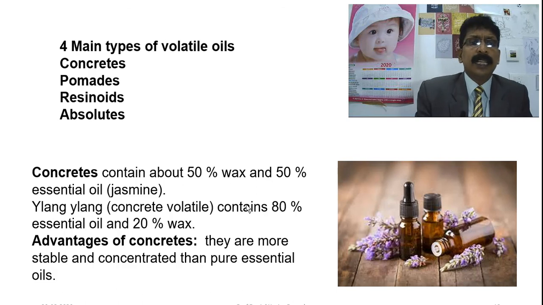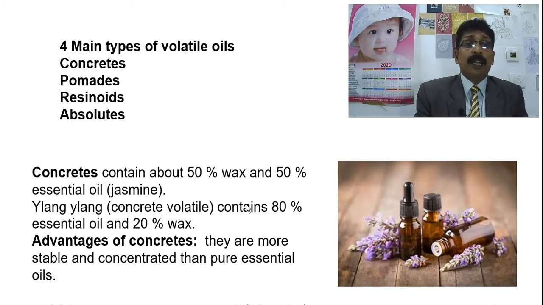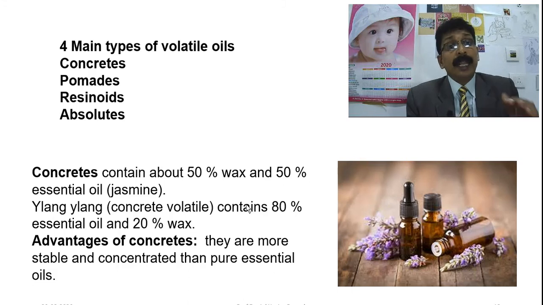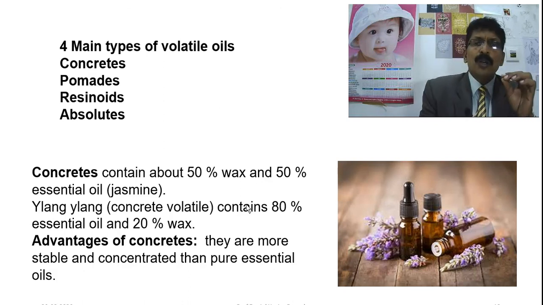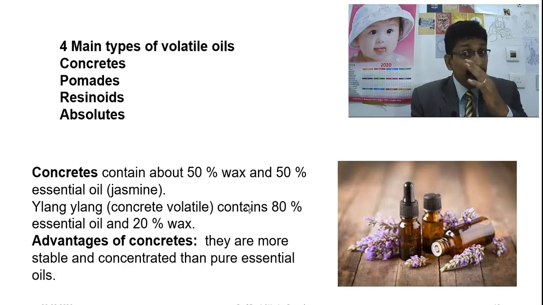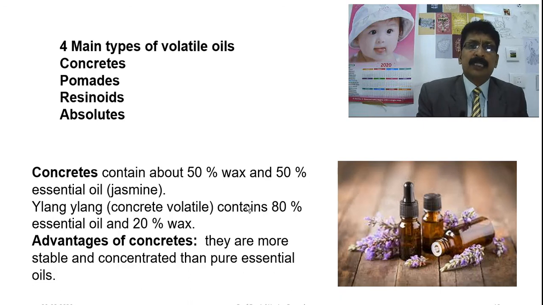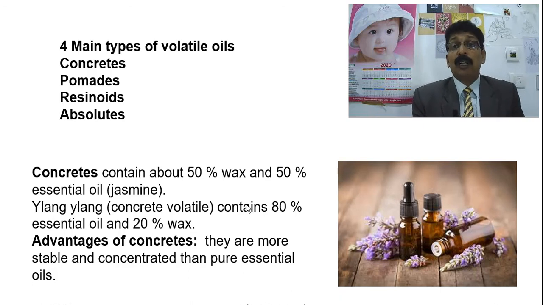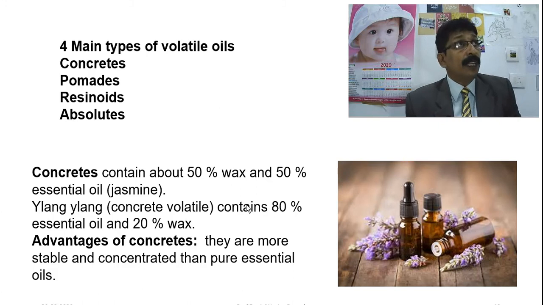and you can see ylang-ylang, a Chinese name. Concrete volatile oil preparation contains 80% essential oil and 20% wax. So you should know that concrete means wax present with volatile oil content. Understand? This is one exception. 80% is also there, but a minimum presence of 50% oil and wax is called concretes. And so concretes are a concentration which is normally present.